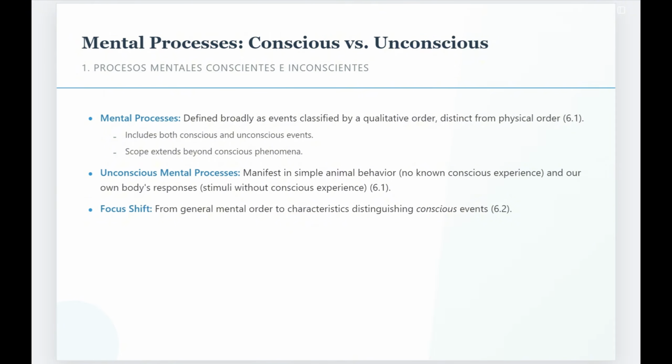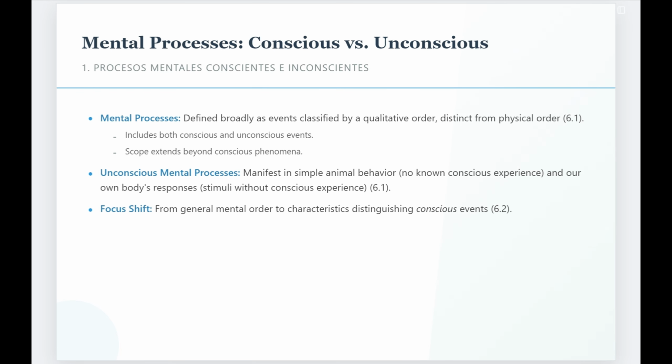The text uses mental quite broadly, not just thoughts, but any process that involves sorting events into a qualitative order, like how we experience things subjectively, distinct from the physical sequence of events. Think about it. This mental sphere is way bigger than just what we're consciously aware of. It includes stuff happening in simple animals, things we have no reason to believe they're consciously experiencing, and even responses in our own bodies triggered by stimuli we weren't even aware of. So, mental isn't necessarily conscious.